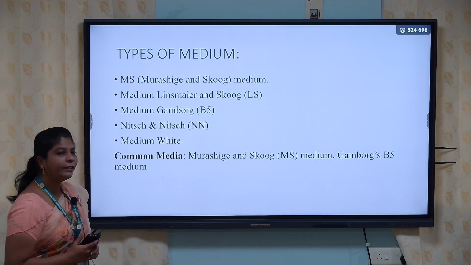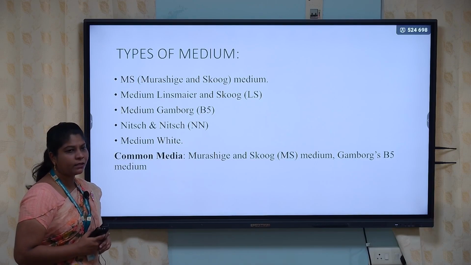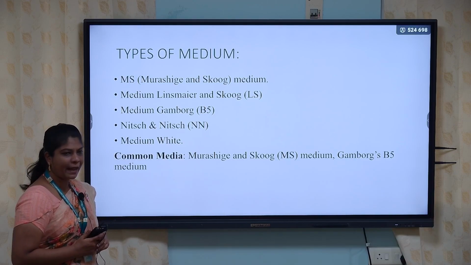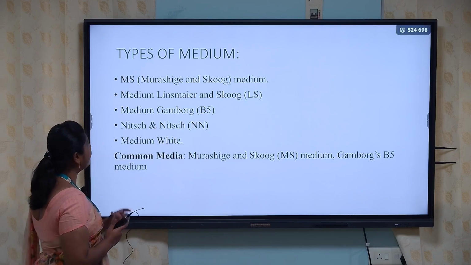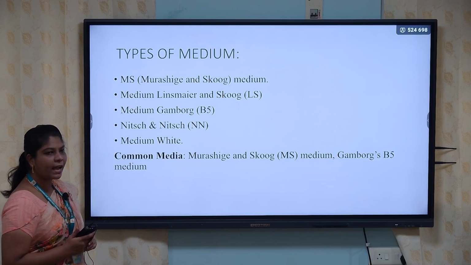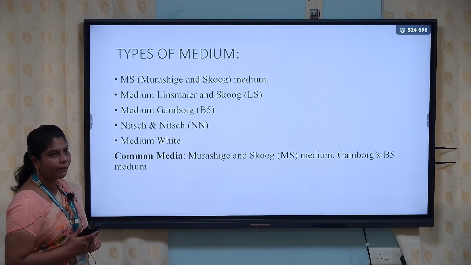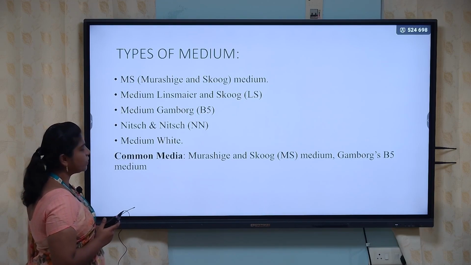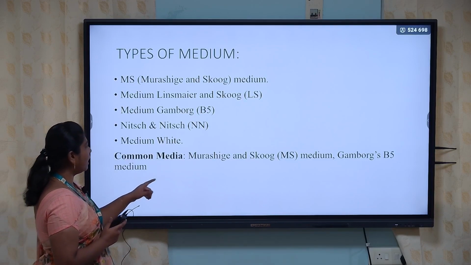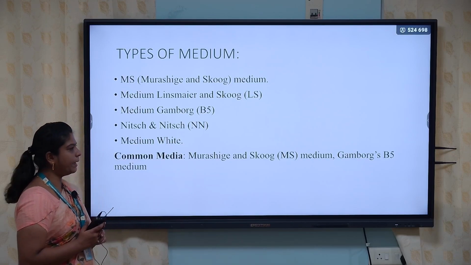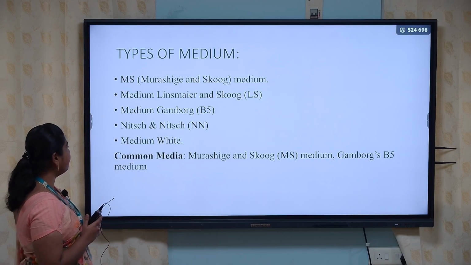And there are different types of medium, and the media are chosen according to the species of the plant. The types of media are MS medium, which is called Murashige and Skoog medium, Linsmaier and Skoog medium, Gamborg's medium, Nitsch and Nitsch medium, and White's medium. And commonly used media are Murashige and Skoog medium, known as MS medium, and Gamborg's B5 medium.